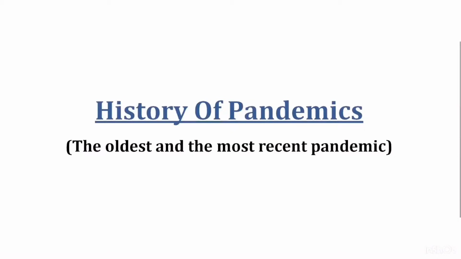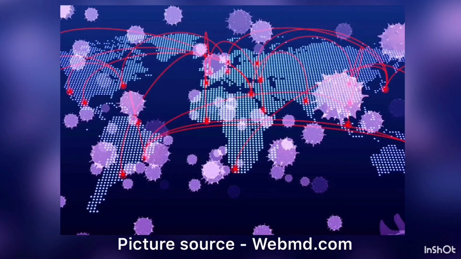It's about the history of pandemics. So what's a pandemic? A pandemic is an outbreak of a disease that occurs over a wide geographic area and affects an exceptionally high proportion of the population.